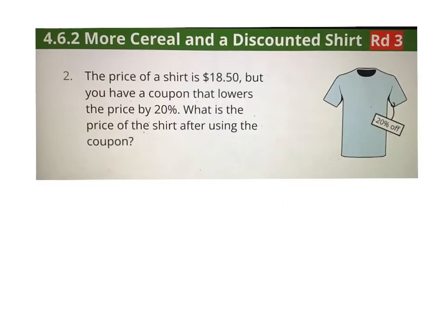All right, new situation. The price of a shirt is $18.50, but you have a coupon that lowers the price by 20%. What is the price of the shirt after using the coupon? So we do have the same numbers, but in this case, the cost is not increasing. It's being lowered, so it's a decrease. We can model this by using a double number line, which again is connected directly to a tape diagram. And because the numbers are the same, the numbers on the diagram will also look the same.